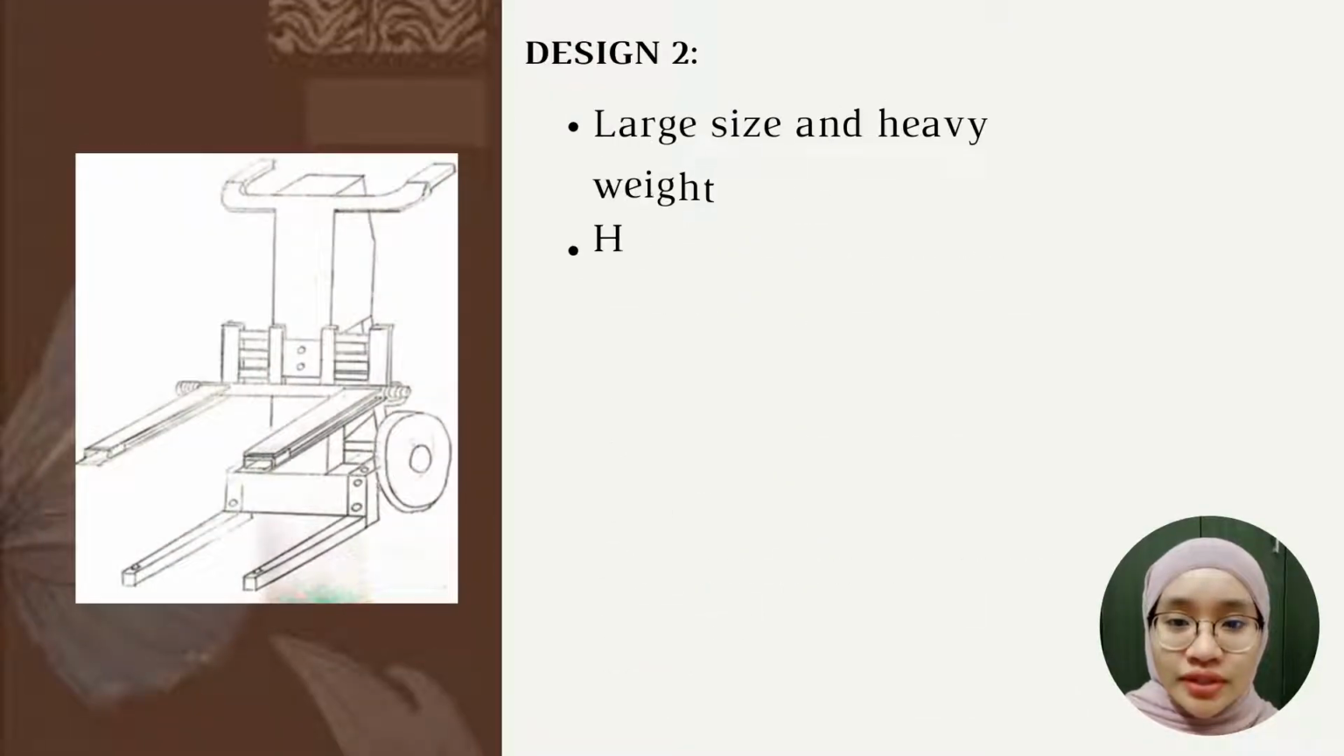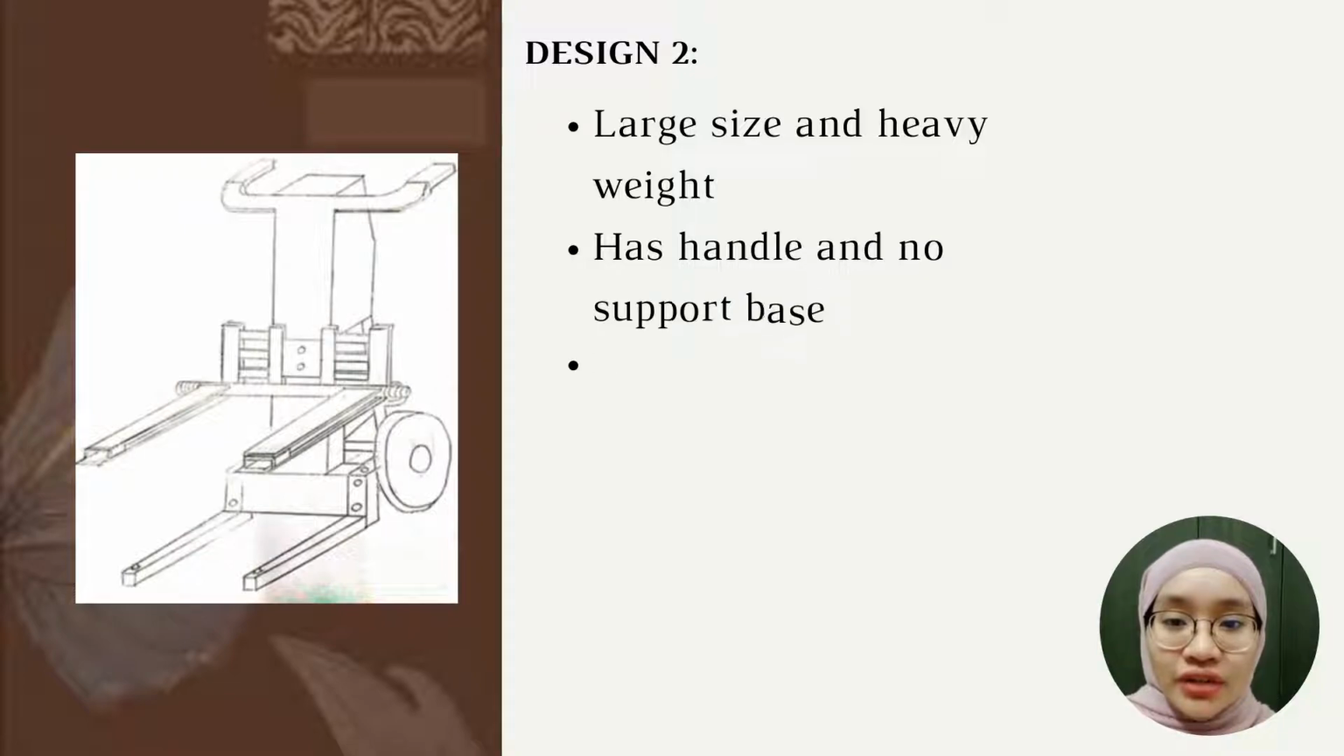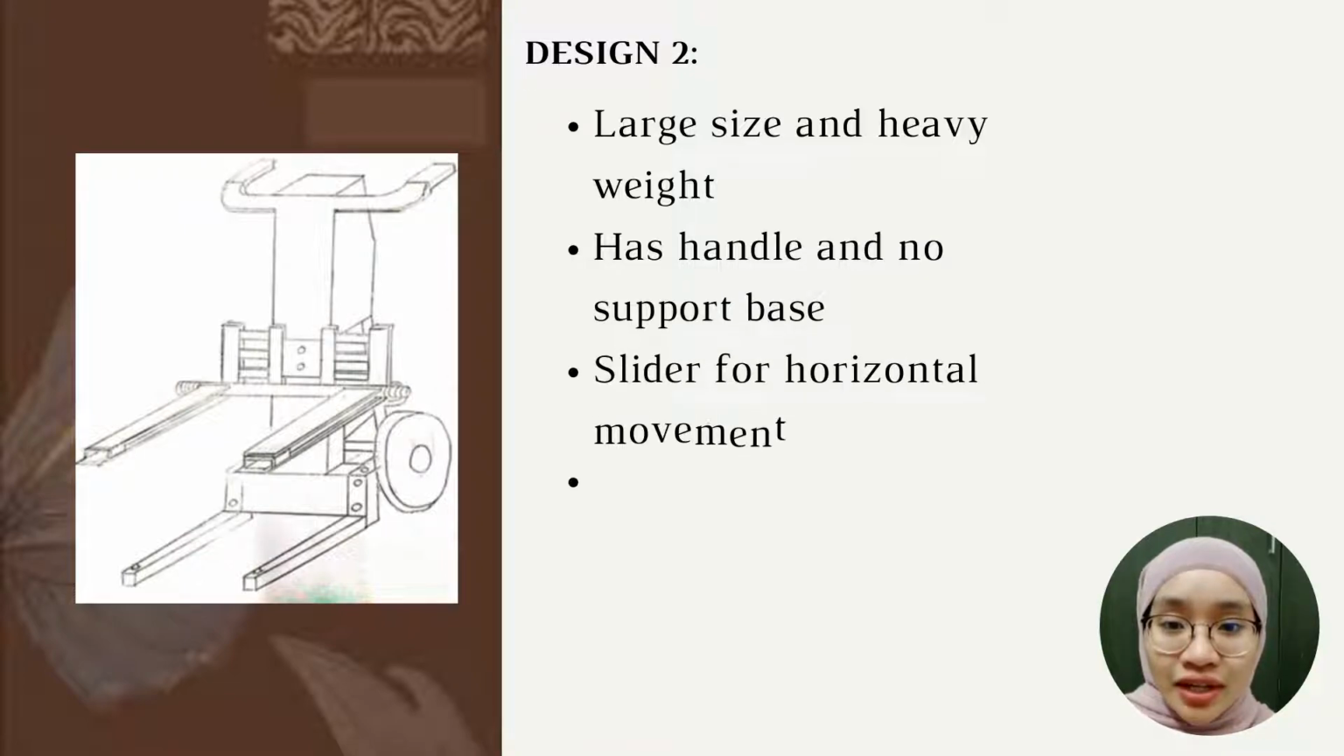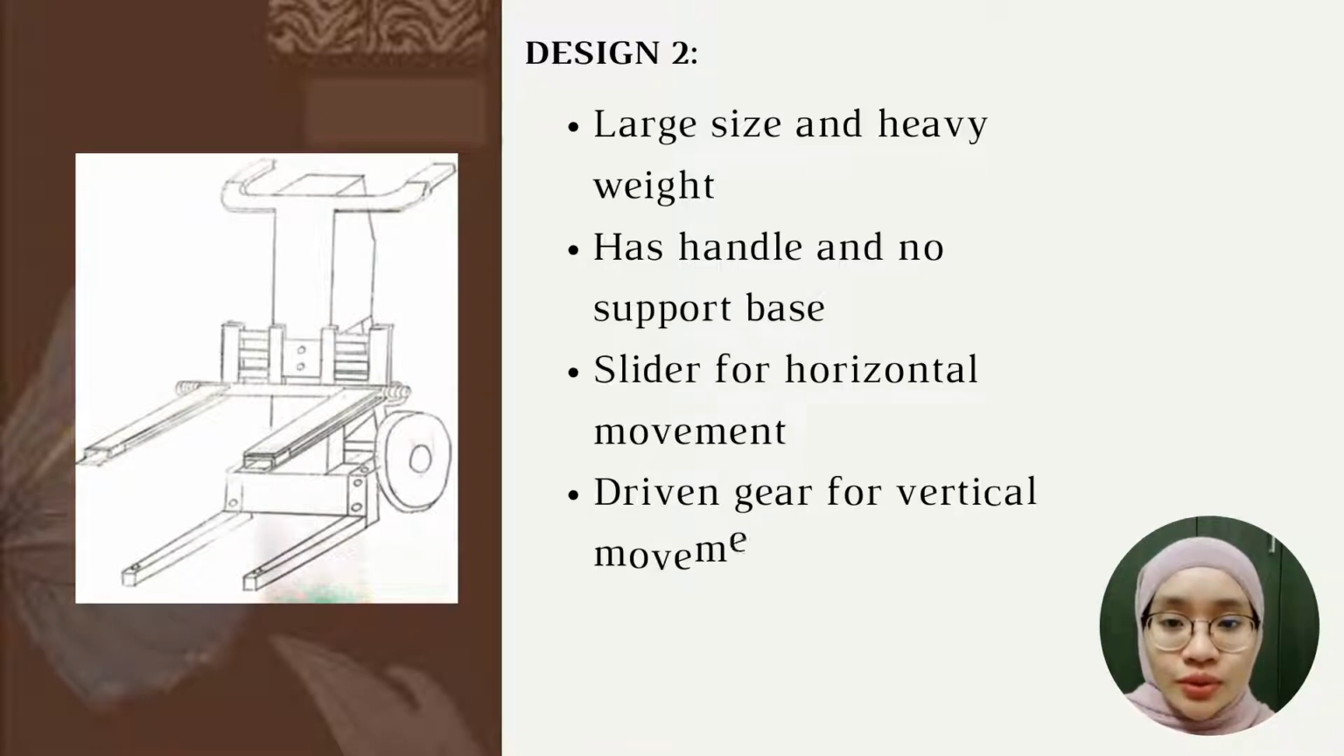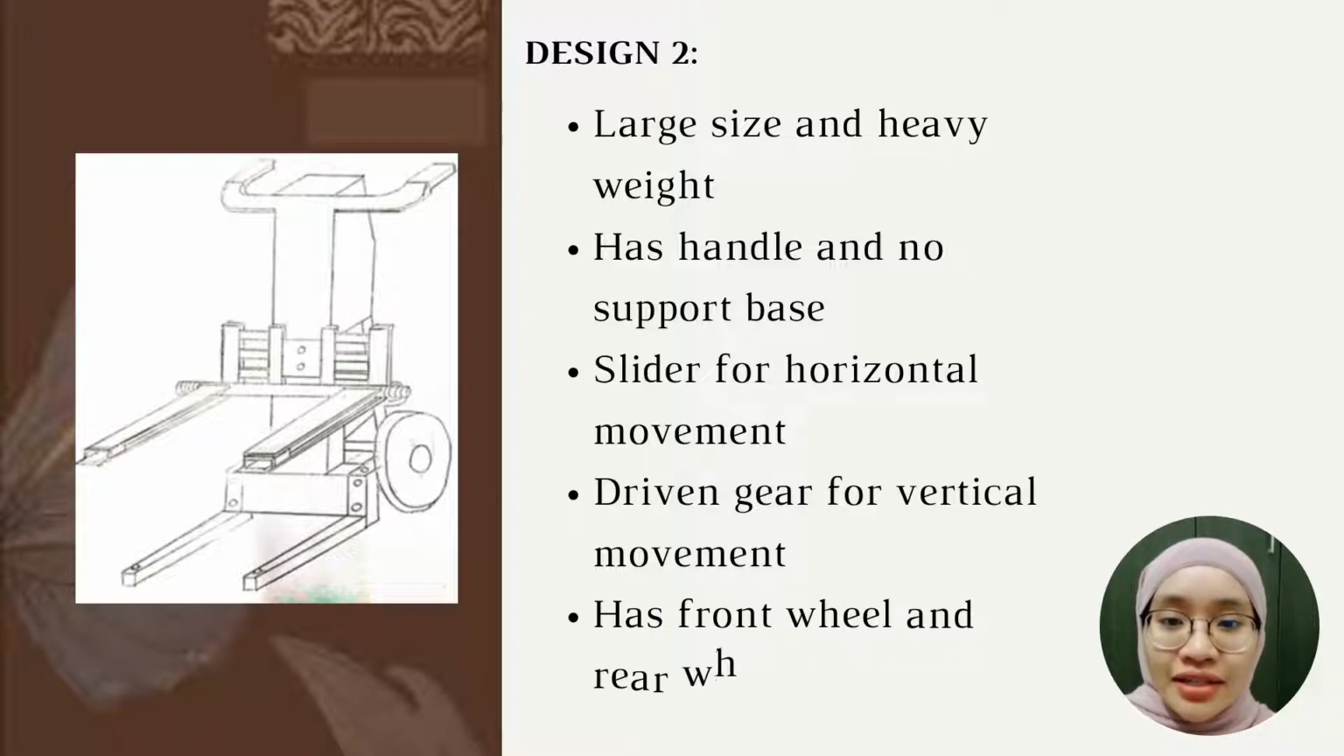Design 2. For this design, the stacker has a front and rear wheel. It has a larger size than Design 1 and it is also heavyweight. This stacker has a handle but no support at the base. It uses a fork to lift up and down the load. The vertical movement uses a driven gear attached at the back of the stacker, and the horizontal movement uses the same movement as Design 1, which is a slider.